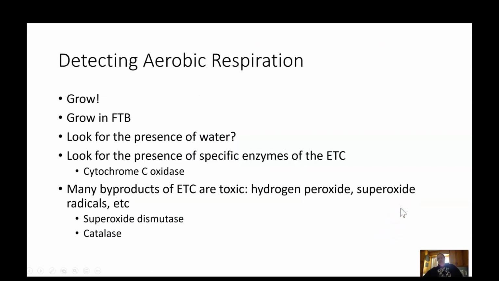Okay, so let's think about aerobic respiration. First, how can we detect whether a bacteria can aerobically respire or not? Well, one very simple way would be just simply to grow it. Under normal conditions, it's in contact with oxygen, it has to grow in the presence of oxygen, and therefore, if it can survive, then we know it's at least aerotolerant. It's able to survive in the presence of oxygen.